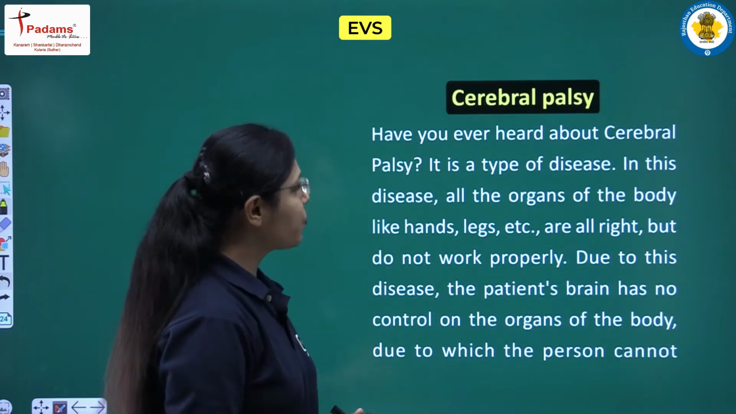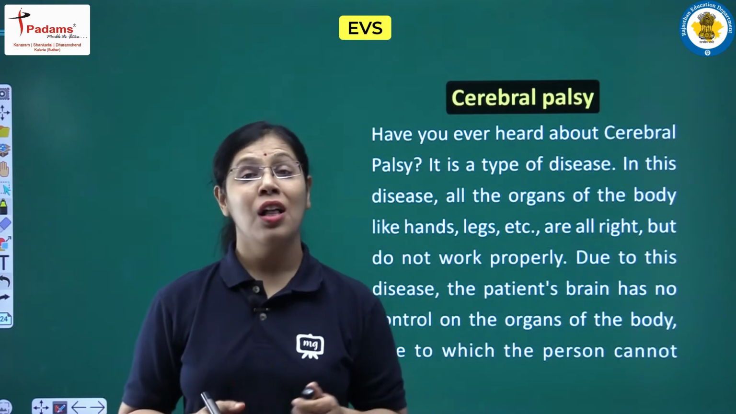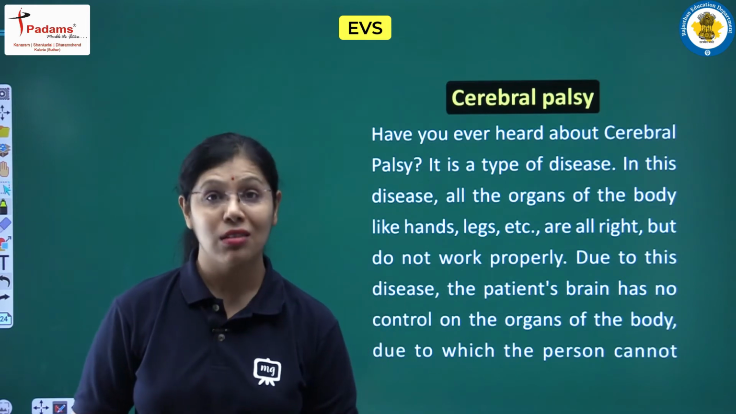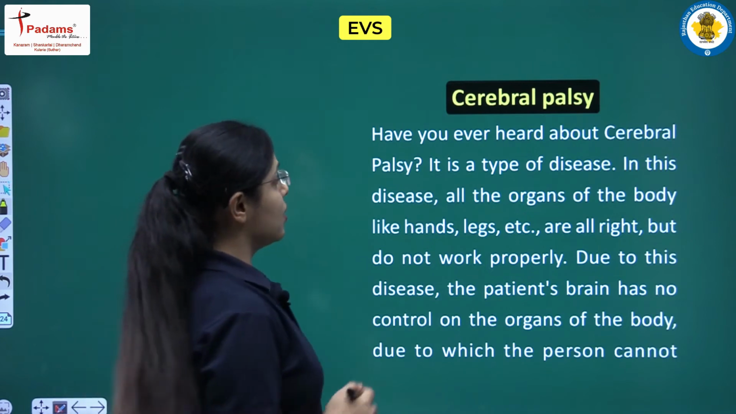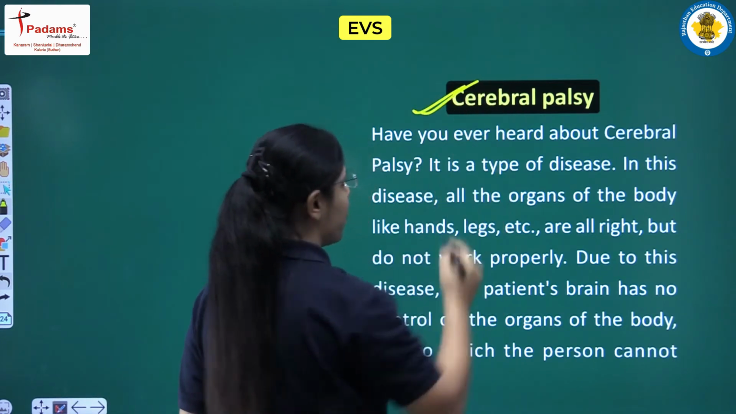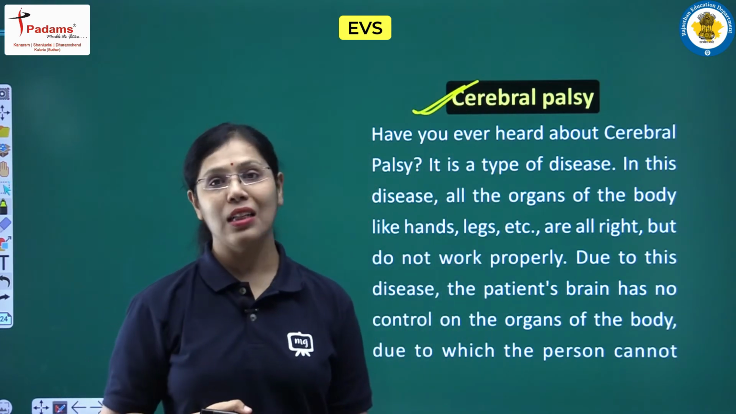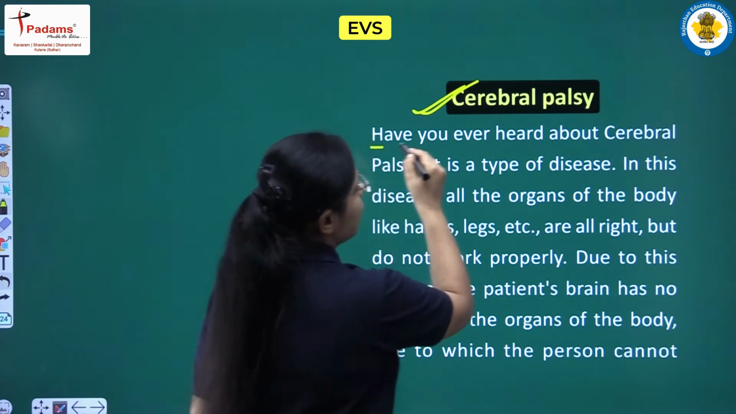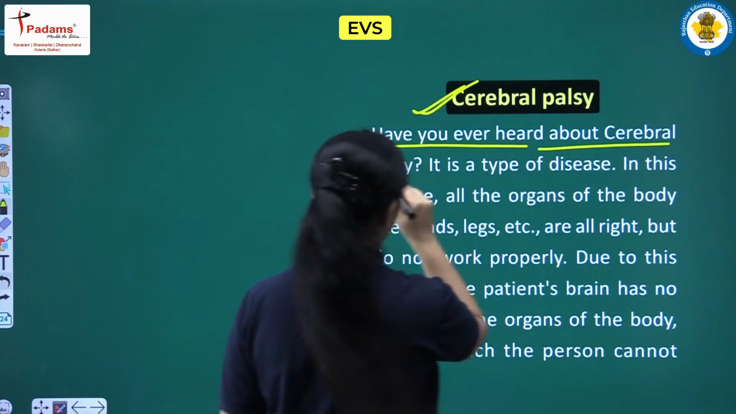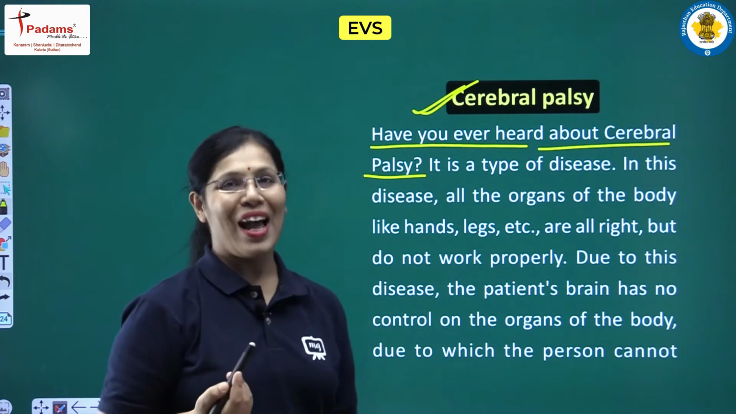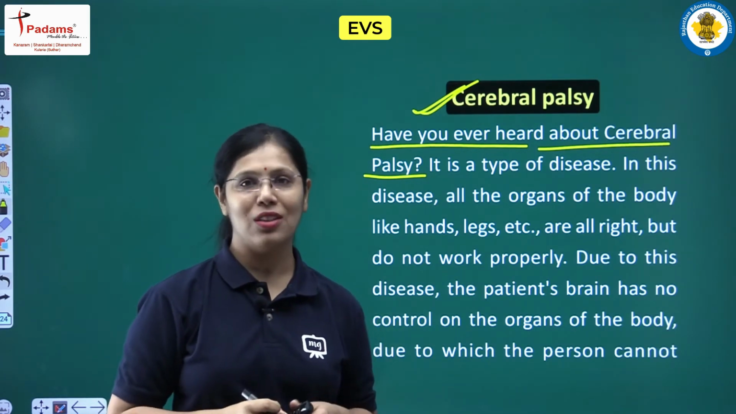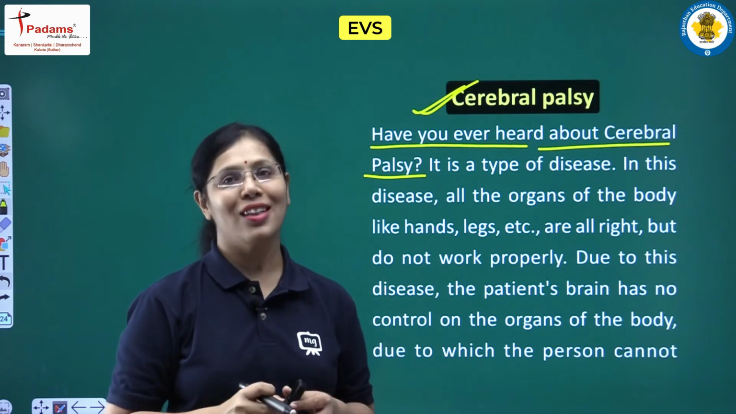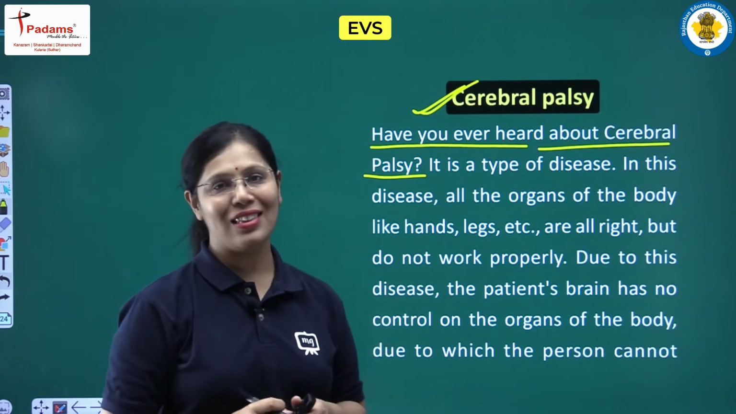Let's move next. So now we have to learn about a disorder, a disease which is quite different and which is very serious. So the disease is named cerebral palsy. So what is cerebral palsy? Let's see. Have you ever heard about cerebral palsy? So I don't think that you students have learned already about this or you have not heard about this. So let's start the discussion.